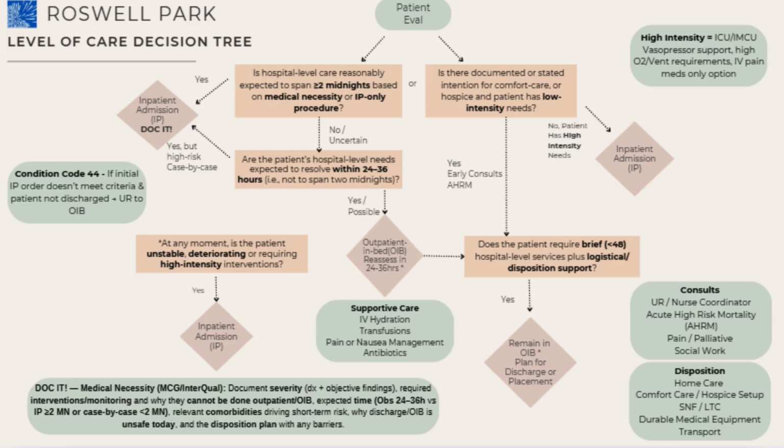Every decision begins with a patient evaluation, whether that's in ATC, clinic, on the nursing unit, or after procedures. What does the patient need today, and where can that care be delivered most safely and efficiently? From there, we follow the algorithm. The first question is whether hospital-level care is reasonably expected to span 2 midnights based on medical necessity. If the answer is yes, the patient meets inpatient criteria, as long as medical necessity is clearly documented.